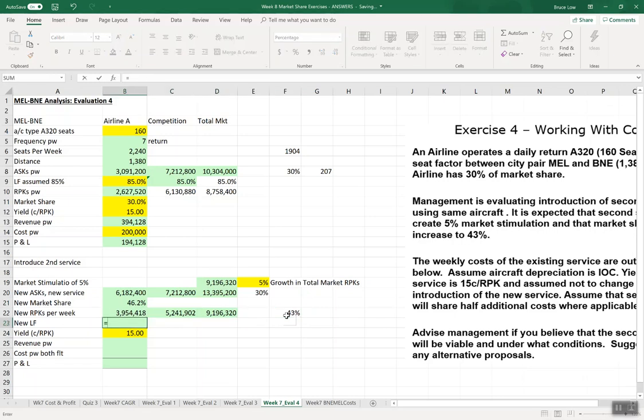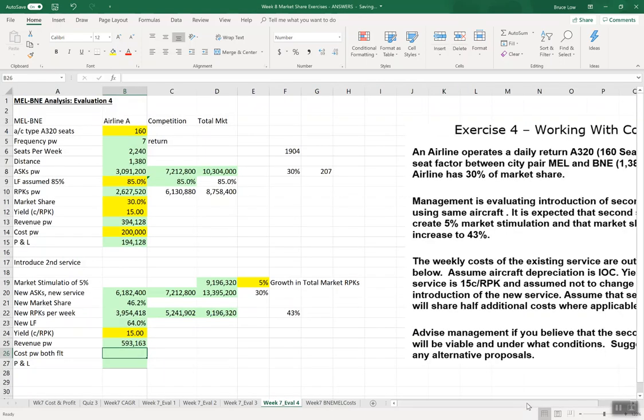So what's our new load factor? It's RPKs divided by ASKs. So we're down to 64% load factor. And our revenue, again, we're assuming yield stays the same. We'll have a look at the question in a second again. Times RPKs. So that's our new revenue, which is up a fair bit from 395. But our costs, now we've got both services. So let's have a look at our costs quickly.